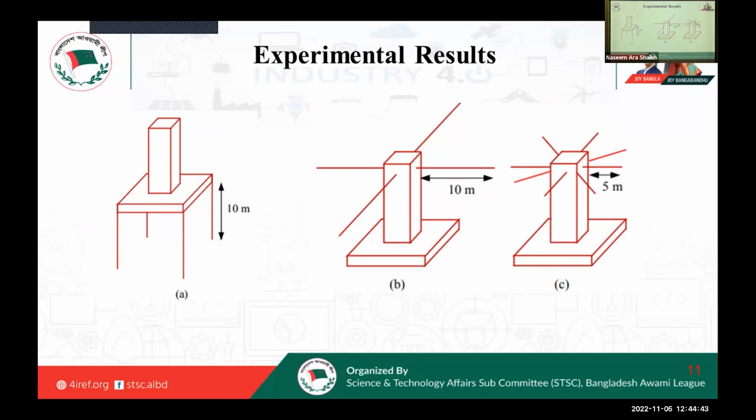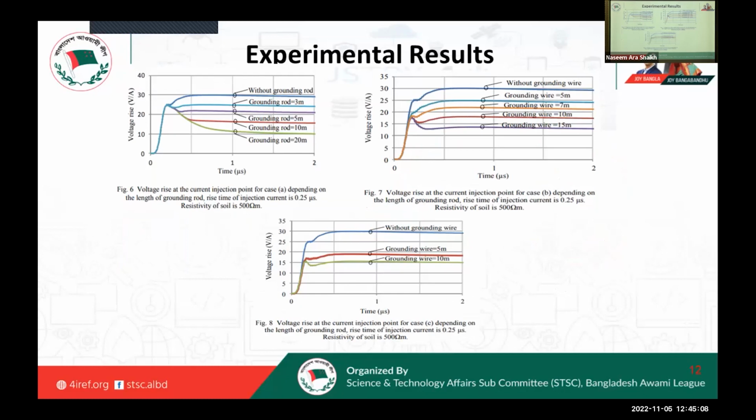And then we examined the effect of the grounding rod. How can we reduce this transient overvoltage? We examined different locations of the grounding rod, like at the bottom of the foundation and at the side of the foundation, using a long rod or a short rod. We have done the simulation, and the result is shown here.